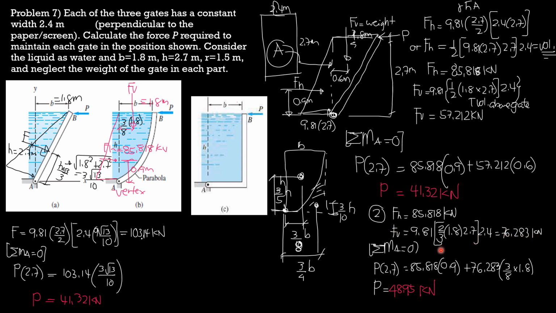Then we sum up moments about A equals 0. So P times 2.7 equals FH times 0.9 plus FV times the location of the centroid of the parabola, which is 3/8 of B, if that is B and this is H, then vertically to the centroid 3/5 of H. So I'll just include the spandrel of parabola. The location of the centroid along the tangent is 3/4 of B, and perpendicular to the tangent to the vertex 3/10 of H. So remember that.